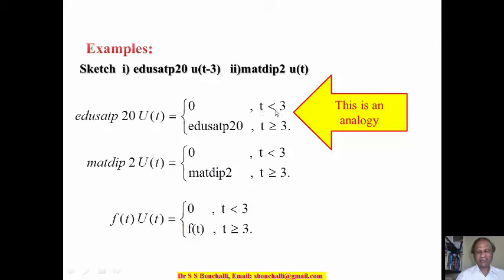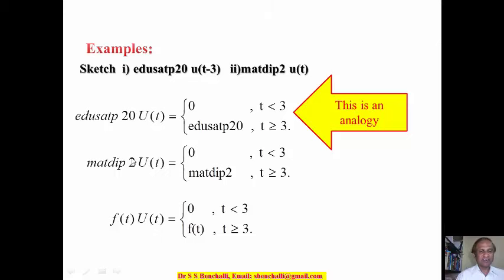It is equal to 0 when t is less than 3. It means this program is off before 3 o'clock. Here t means time, time is less than 3. This program will be on at time t equal to 3. Is it clear? This class will be off before 3 o'clock and on at time t equal to 3.